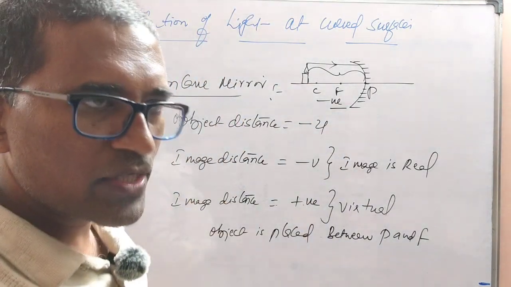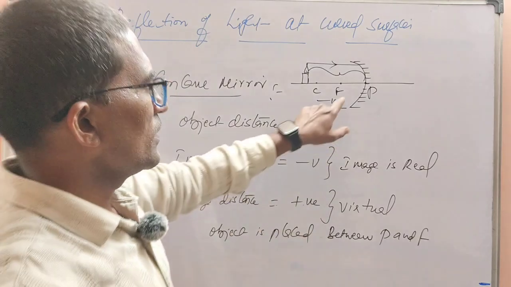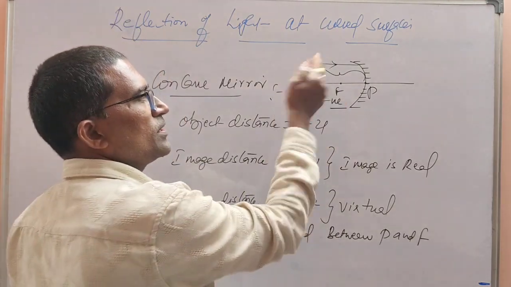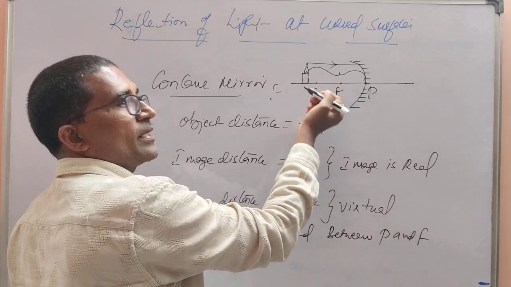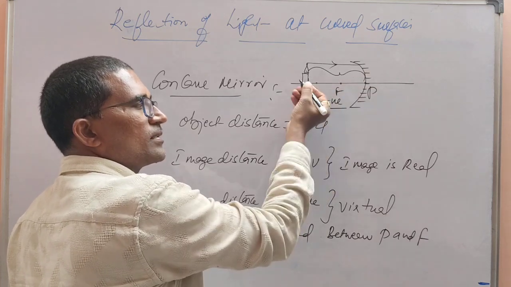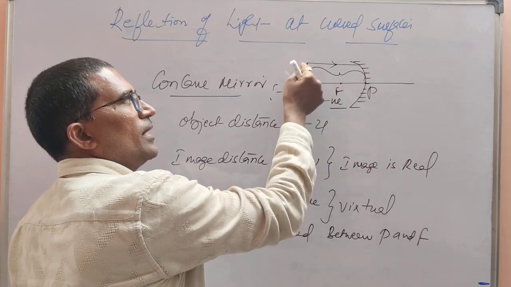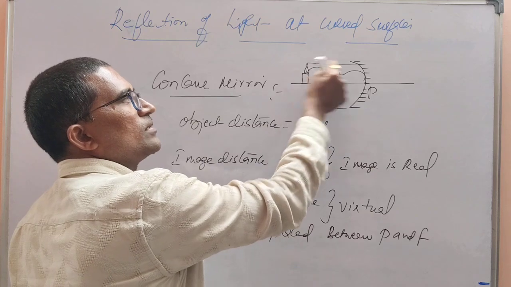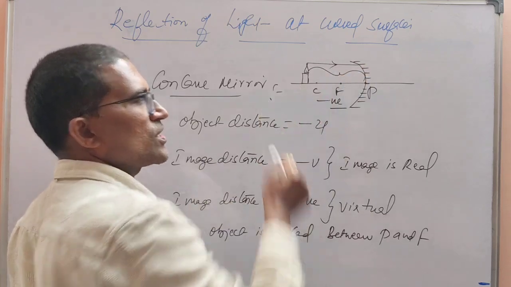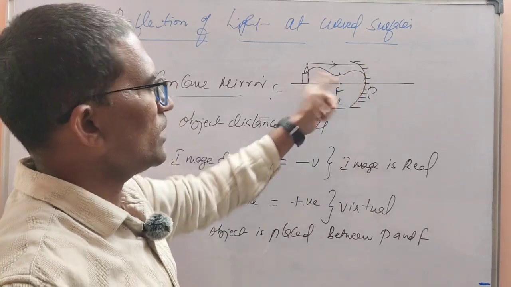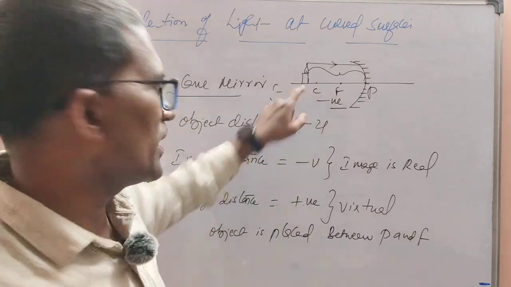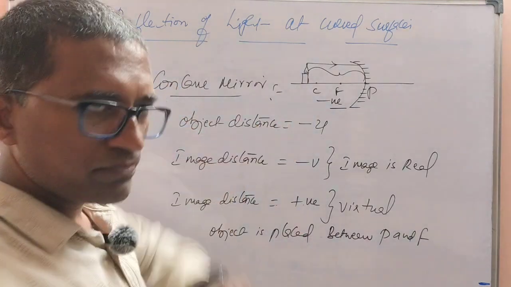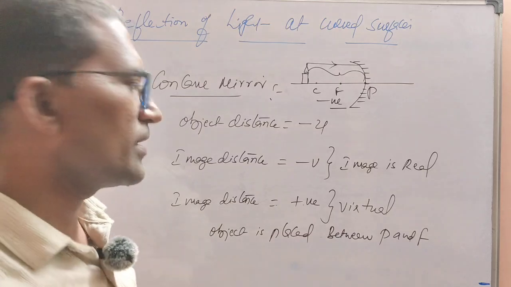I hope you all are understanding. This is the direction of the incident light, and the distance is measured opposite to the direction of the incident light. The light coming from the object is in this direction, but we are measuring the distance from the pole in the opposite direction of the light. Hence, the distance of the object is taken as negative, nothing but u. Is it clear? I hope you all are understanding.